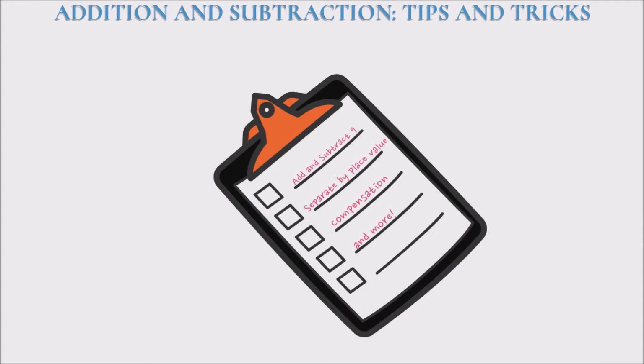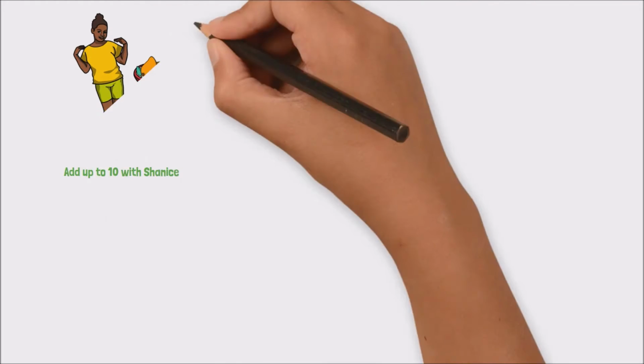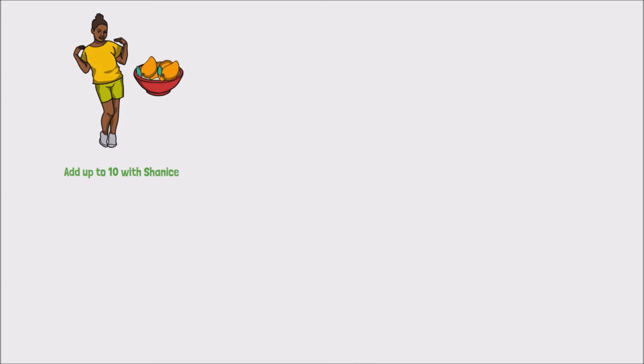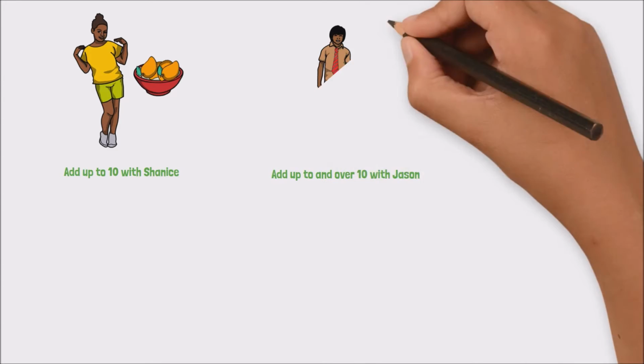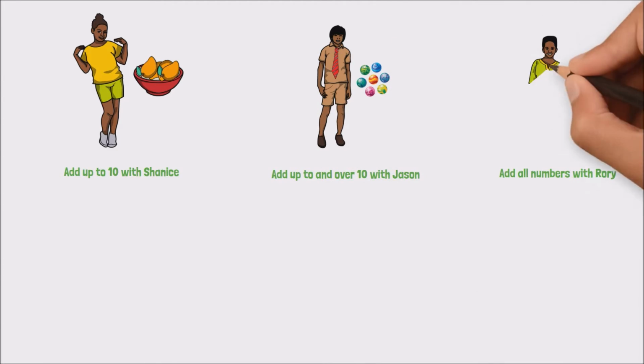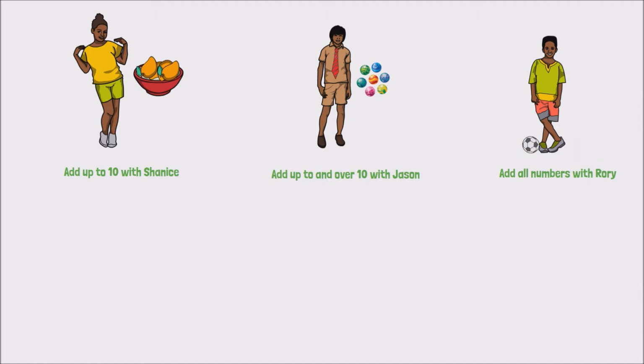Hey guys, so you made it to the final video in the addition and subtraction series. So far, we've learned how to add and subtract numbers up to 10, numbers up and over 10, and all numbers in general using the place value method. I would say that at this point you have addition and subtraction down, but there are some tips that can be really helpful when adding and subtracting in general. So today we're going to cover 6 different ones. Are you ready? Let's go.